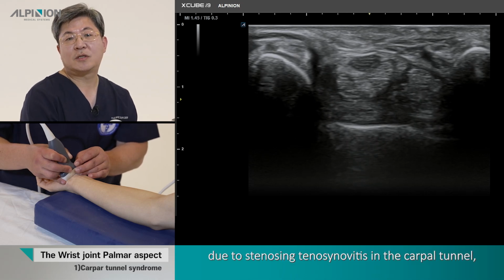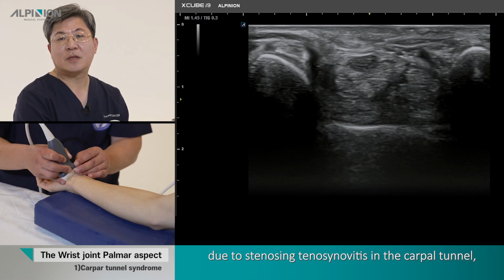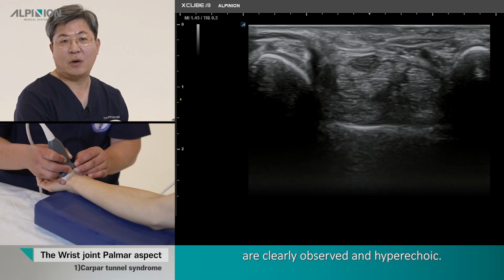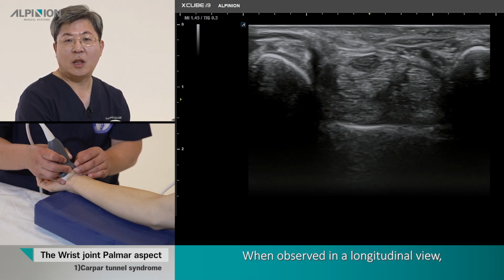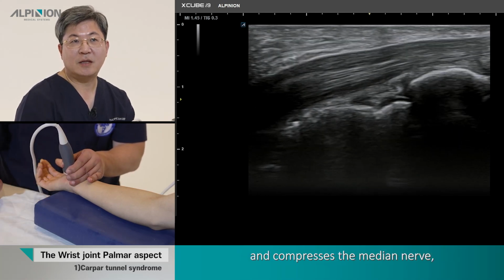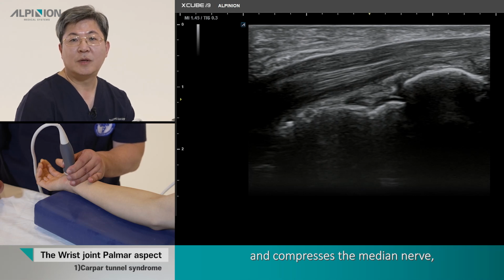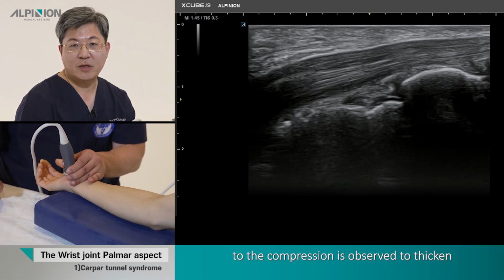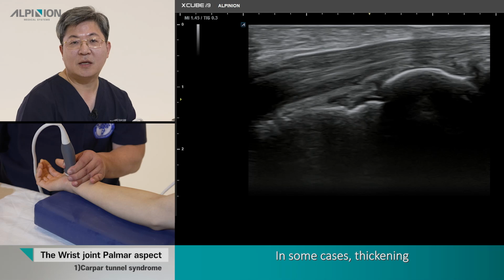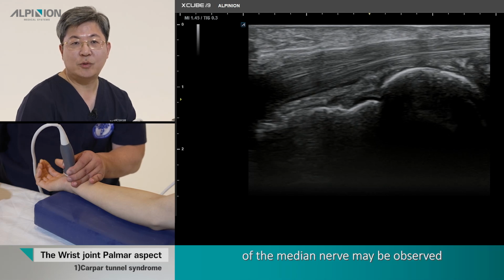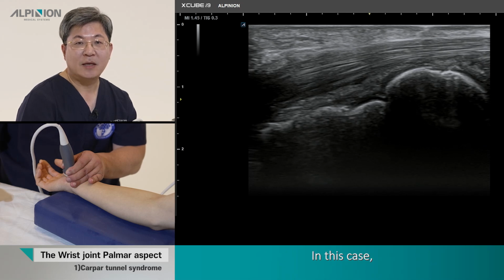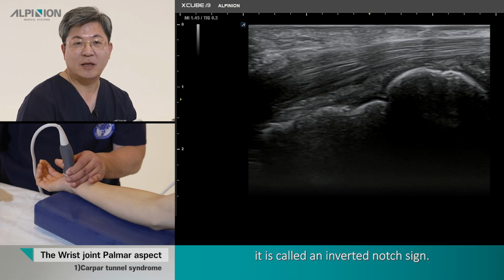Second, due to the tenosynovitis in the carpal tunnel, the boundaries of the flexor tendons are clearly observed as hypoechoic. When observed in the longitudinal view, when the transverse carpal ligament thickens and compresses the median nerve, the nerve proximal to the compression is observed thickened. This is called the notch sign. In some cases, thickening of the median nerve may be observed distal to the area where the median nerve is compressed. In these cases, it is called an inverted notch sign.